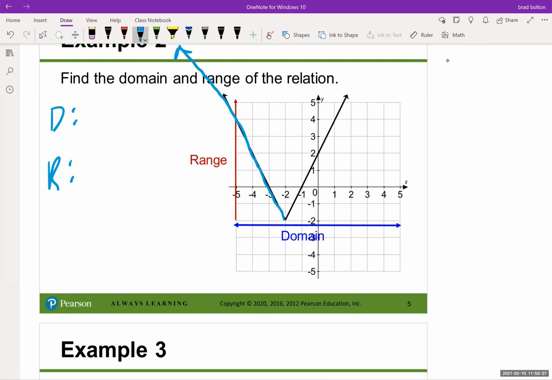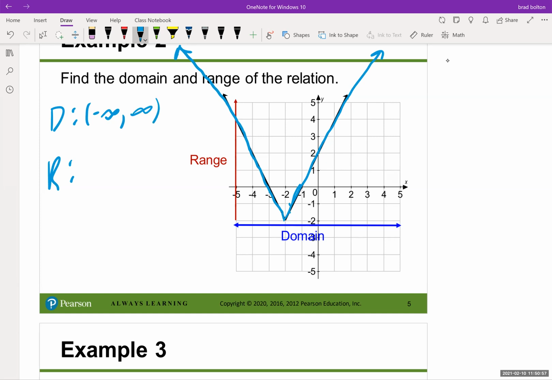It has an arrow at the end. So that means it goes forever. So what's all the way to the left? What's the farthest value to the left? That would be negative infinity. And you use parentheses because you can't actually touch negative infinity. Now we go here. How far right are we gonna go? We're gonna go forever right. So we're gonna go to positive infinity, okay?